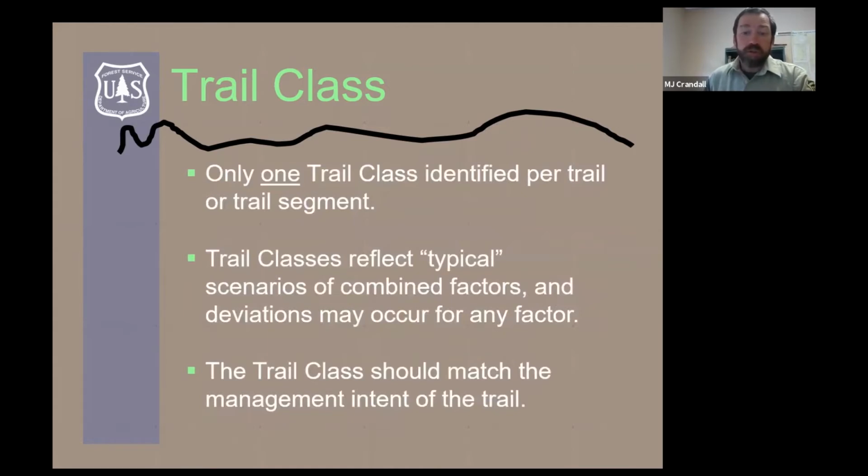So the trail class doesn't typically change all that much. It's pretty well prescribed. Just briefly saw the question, but if things change, if management changes, if some of the things that we talked about earlier change, then we may consider changing the trail class. So only one trail class is identified per trail, and these are pretty broad categories, right?